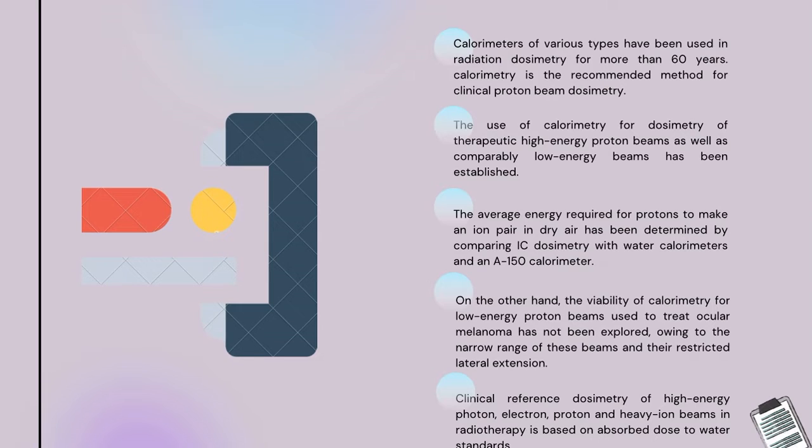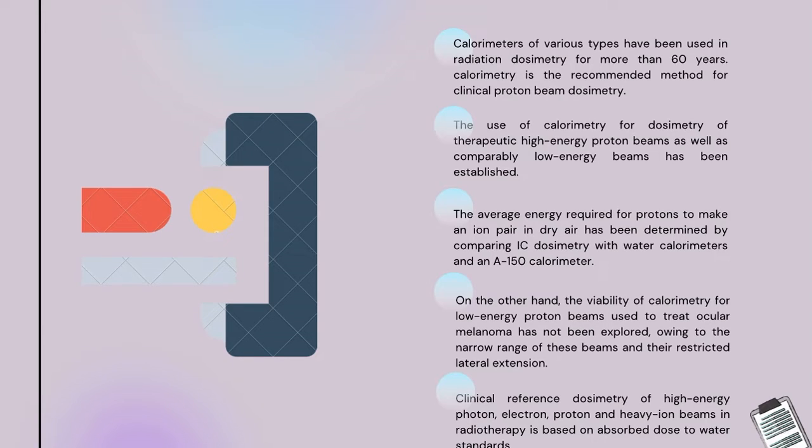A variety of calorimeter investigations were used to analyze the chemical heat effect in water and graphite. The average energy required for protons to make an ion pair in dry air has been determined by comparing ionization chamber dosimetry with water calorimeters. On the other hand, the availability of calorimetry for low-energy proton beams used to treat ocular melanoma has not been explored, owing to the narrow range of these beams and their restricted lateral extension.